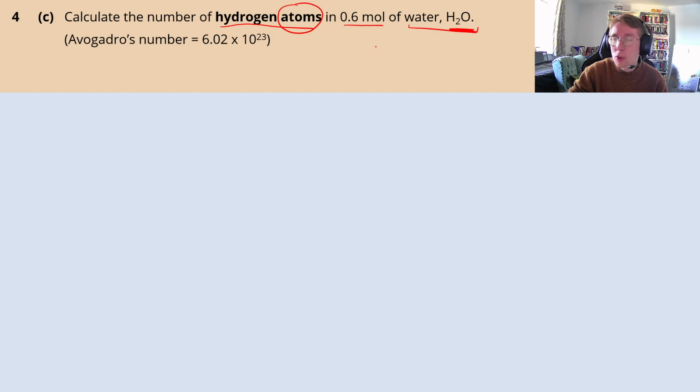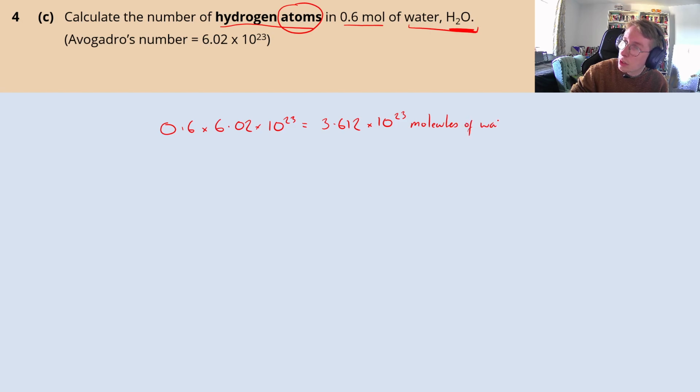Well, if we know we've got 0.6 moles of water, using the principles we used before, based on the fact that 6.02 times 10 to the 23 particles in 1 mole, we can deduce that if we do 0.6 multiplied by Avogadro's number, and we do that calculation, we get an answer of 3.612 times 10 to the power of 23 molecules of water. That will get you 1 mark if you manage to deduce that.